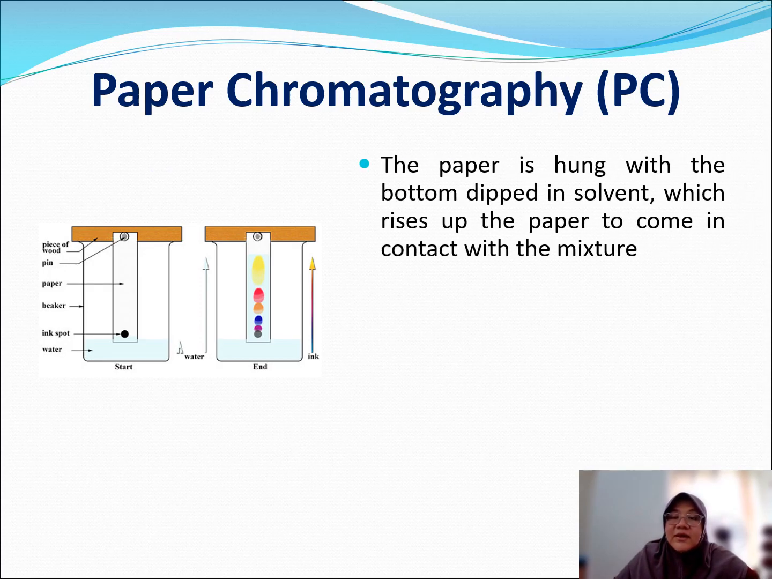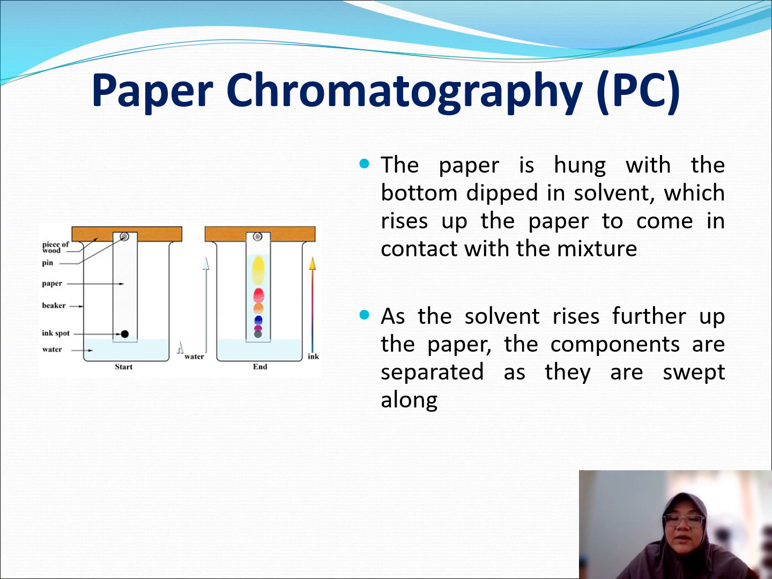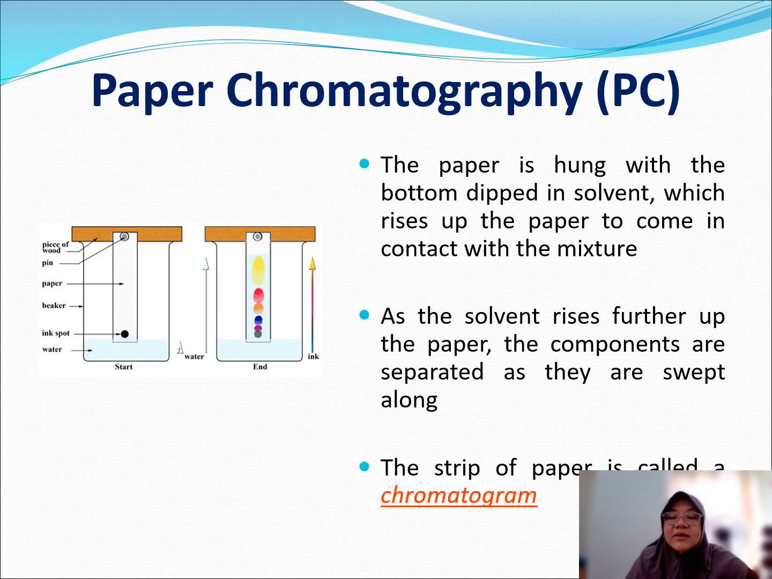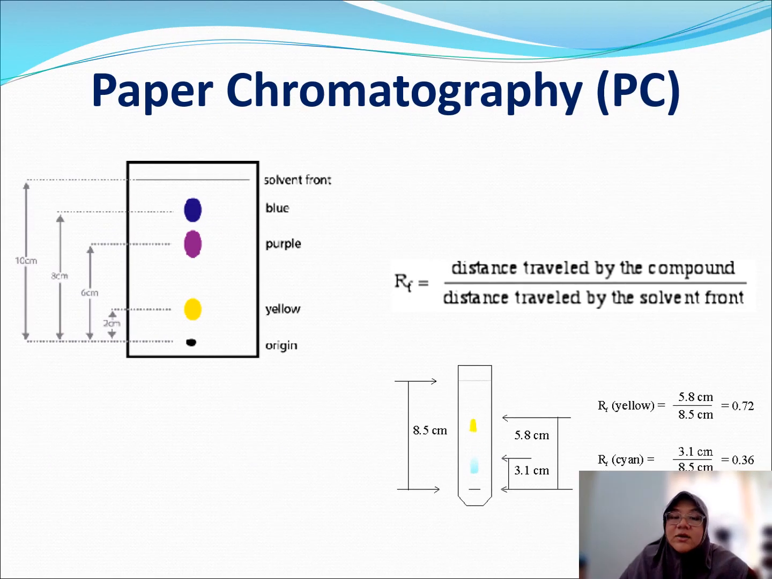Paper chromatography is hung, okay, with the bottom dipped in solvent, okay, and then the solvent rises up, okay. The strip of the paper, the strip kita panggil will be the results lah, the chromatogram, okay. Then what we will measure is the retention factor. Okay, so the formula of retention factor is distance traveled by the compound divided by distance traveled by the solvent front, as mentioned just now about the formula.